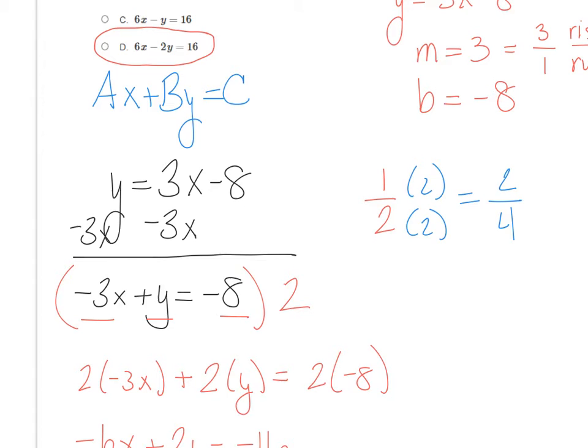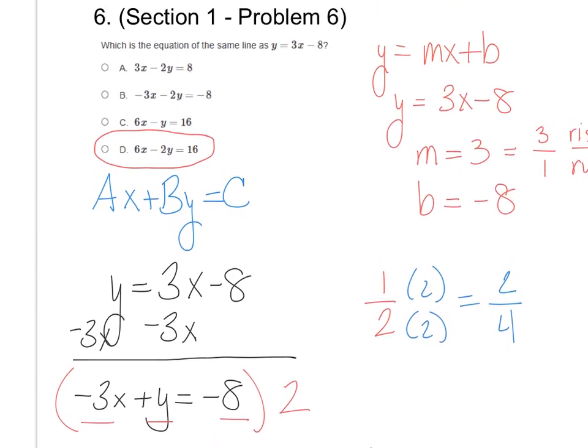So don't forget to do that on your test. Think of other things that they may have done to kind of trick you, multiplying every term by a number, dividing every term by a number, but it's still the same line, right? It just wasn't simplified.